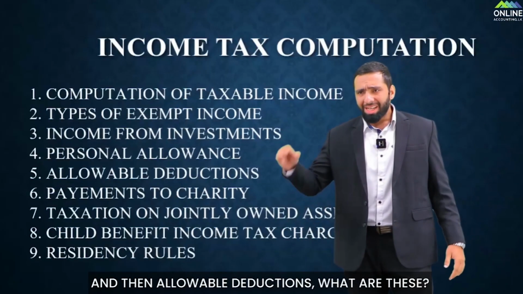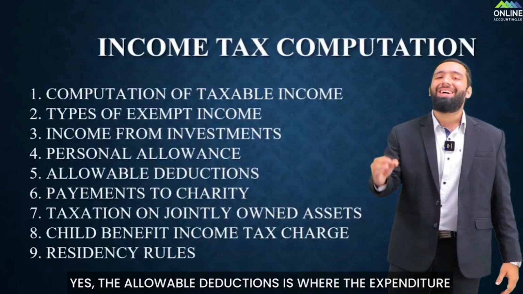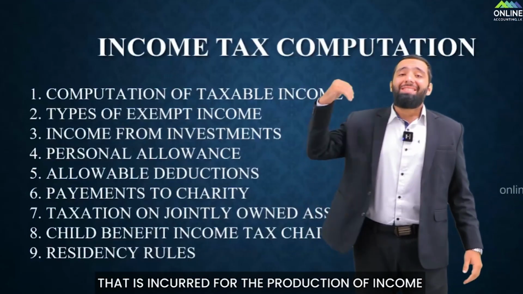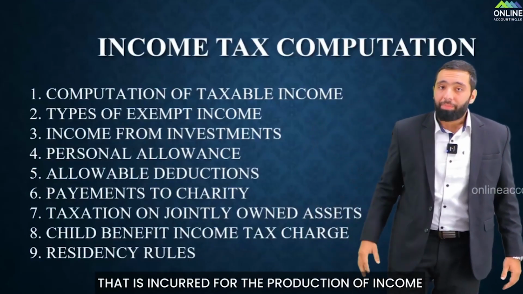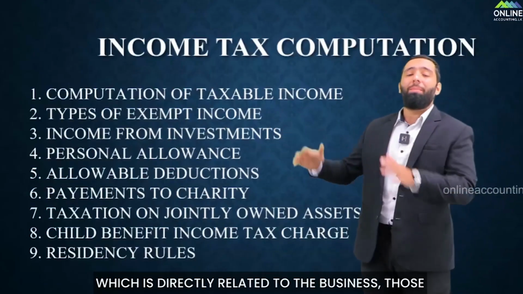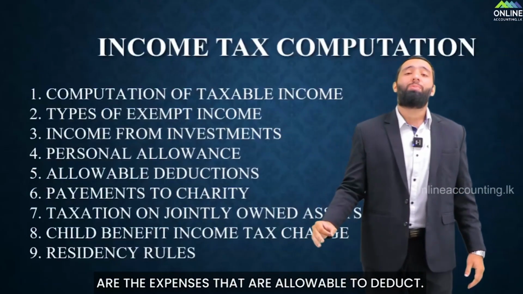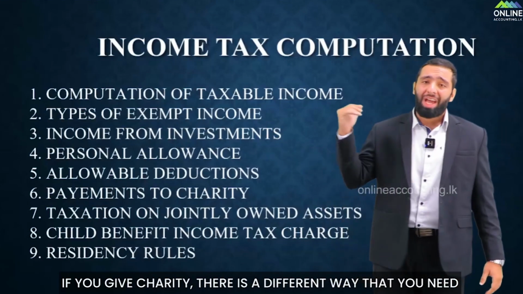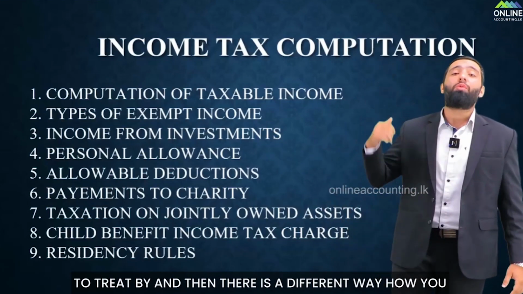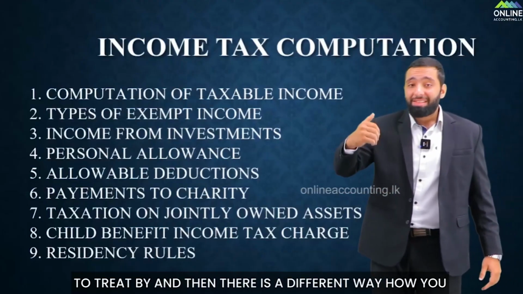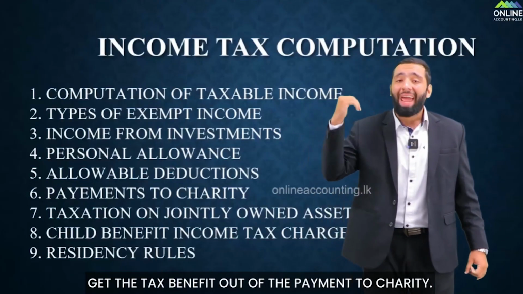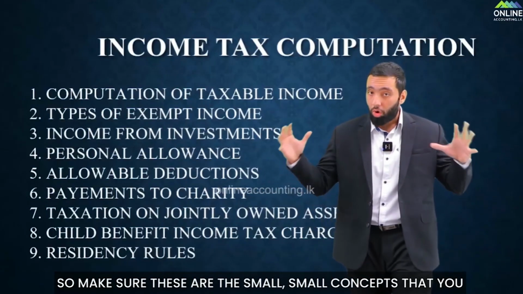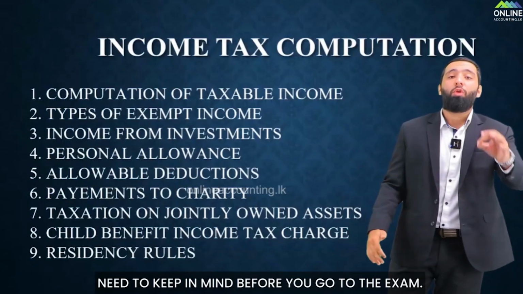And then allowable deductions. What are these? Yes, allowable deductions are the expenditure that is incurred for the production of income, which is directly related to the business. Those are the expenses that are allowable to deduct. And then payments to charity. If you give to charity, there is a different way that you need to treat it, and a different way in which you get the tax benefit out of the payment to charity. So make sure you keep these small concepts in mind before you go to the exam.